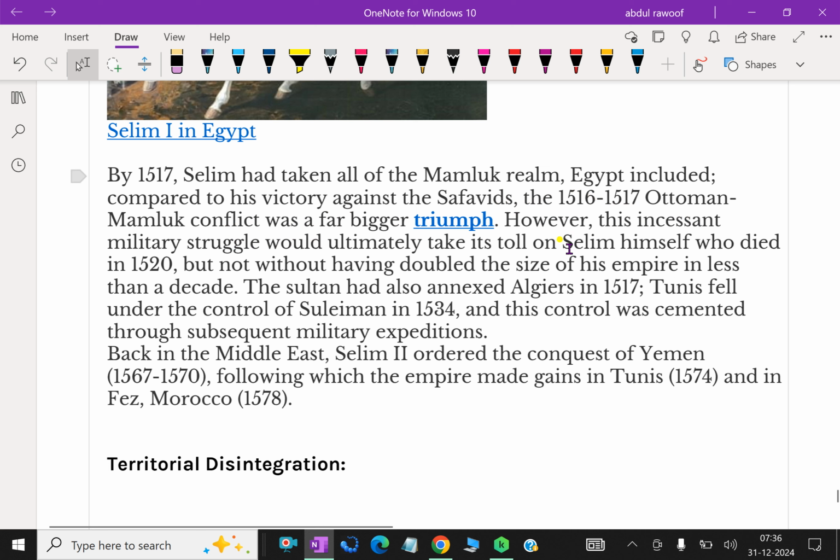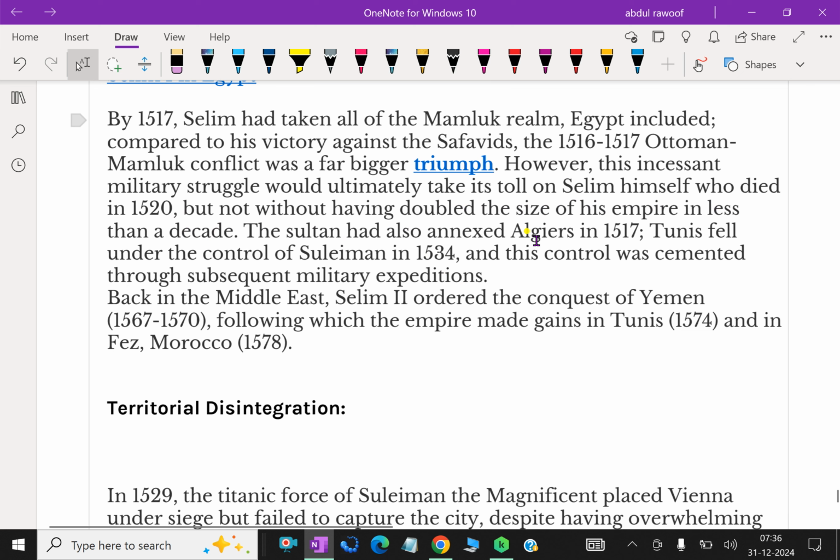However, this incessant military struggle would ultimately take its toll on Selim himself, who died in 1520, but not without having doubled the size of his empire in less than a decade. The Sultan had also annexed Algiers in 1517.